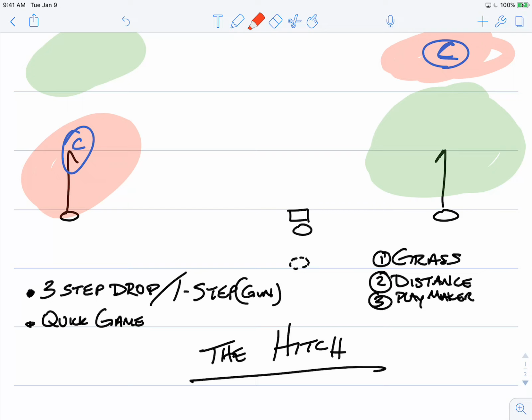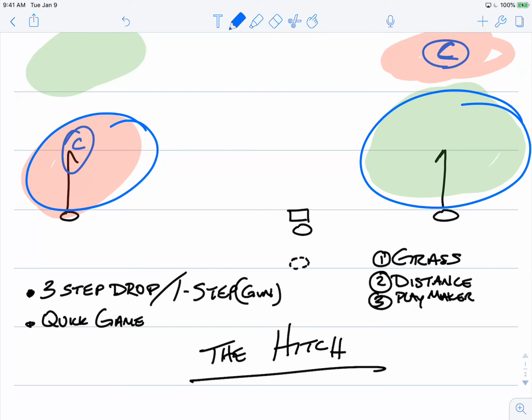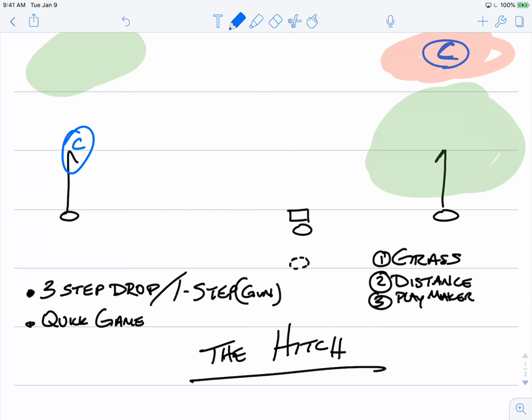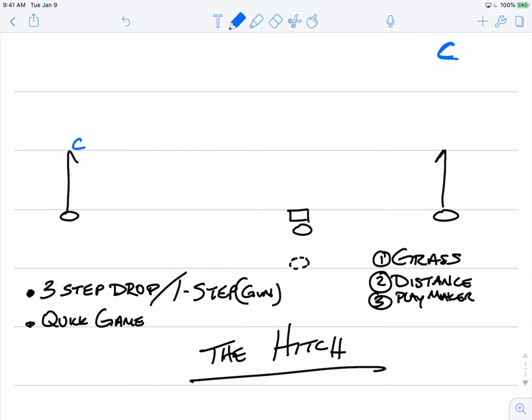So in this case, which hitch would we throw? Well, we're going to throw the hitch on the right because there's open grass. If we throw it on the left, he's already covered. So that's an easy way to make pre-snap decisions on our throws. Okay, now the second thing, let's go ahead and back these corners and make them both even. Grass is our first thing.